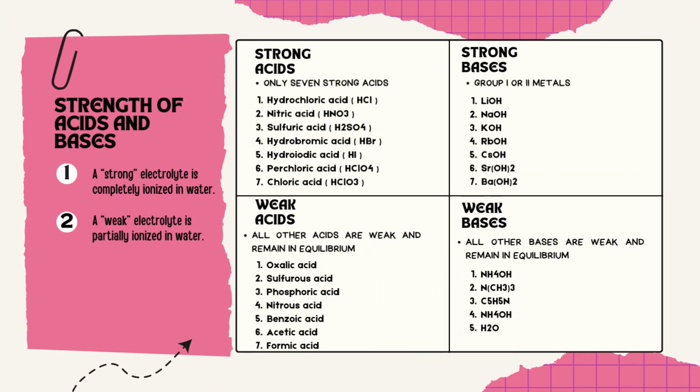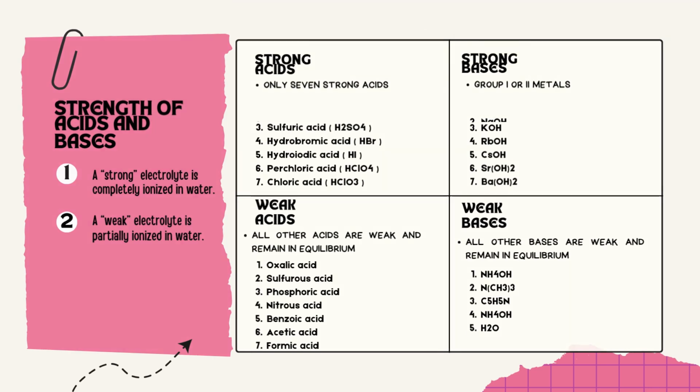Acids and bases come in different strengths. Strong acids like hydrochloric acid and strong bases like sodium hydroxide fully dissociate in water. In contrast, weak acids such as acetic acid only partially dissociate. This affects how titrations behave and how pH changes during the process.